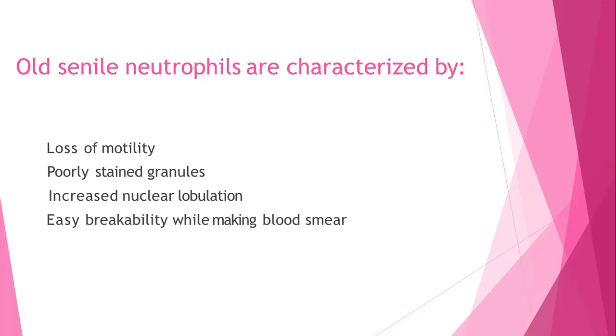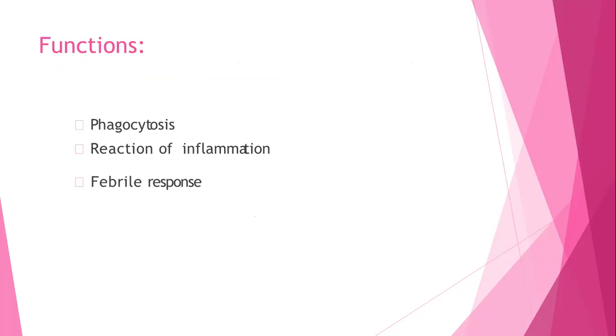The old senile neutrophils are characterized by no motility, poorly stained granules, and more nuclear lobes. There is easy breakability when making the blood smear. By these features we can identify whether the cell is mature or senile. The major function of neutrophil is phagocytosis. The second important function is its reaction to inflammation, and the third is the febrile response.